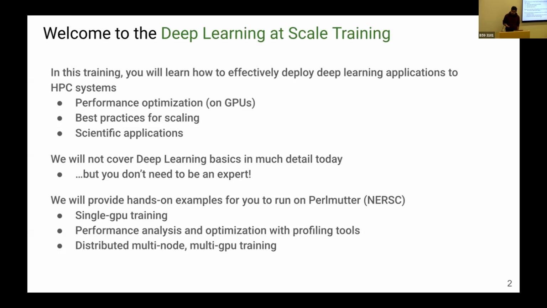And we do have hands-on examples for you to run on Perlmutter that would include training on single GPUs, performance analysis and optimization with profiling tools, and then scaling to multi-GPU and multi-node settings.